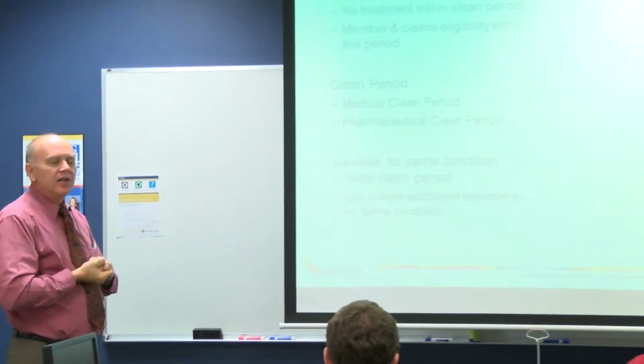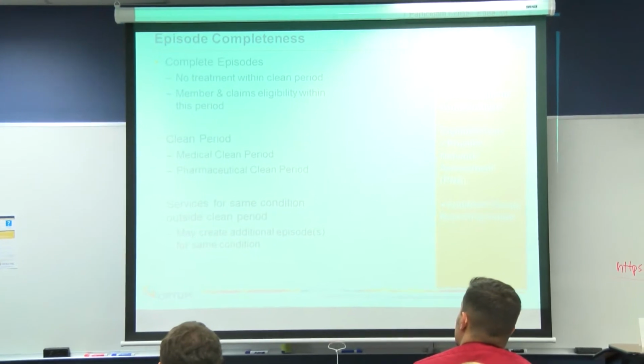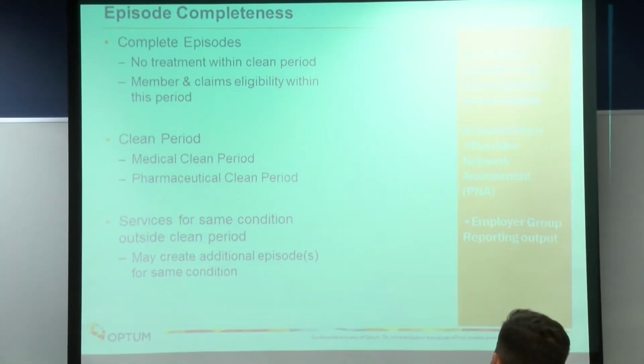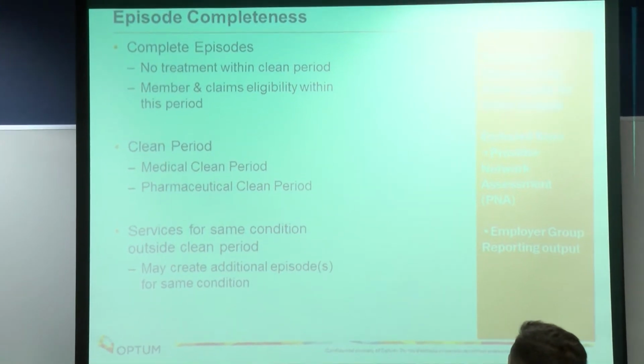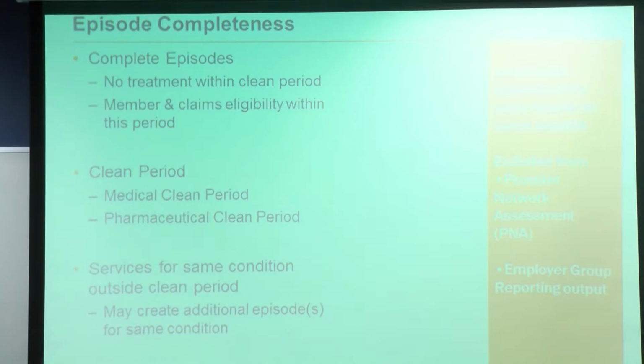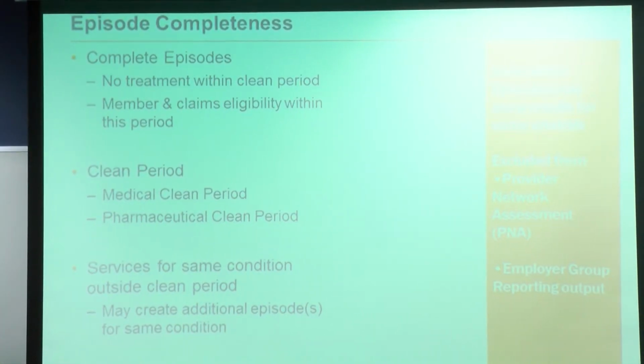Complete episodes. There are several different kinds of episodes in the system. We have episodes that start and finish within the 27 months of data that you're giving us. If they start and finish in the 27 months, and we have what we call a clean period, so there's nothing that happens within 30 days, 60 days, 90 days after the end of the episode, depending on the clinical condition, that's called a complete episode. So we know when it started, we know when it stopped, the clean period ended.